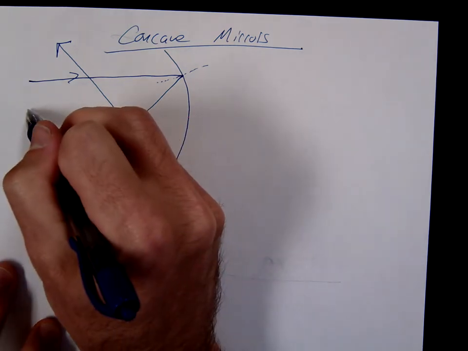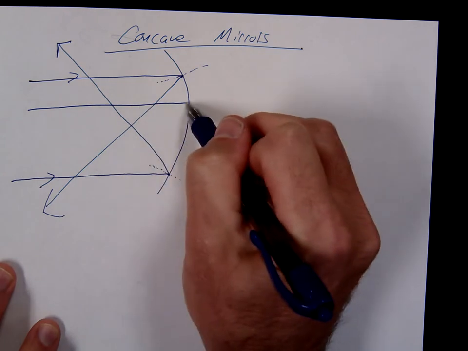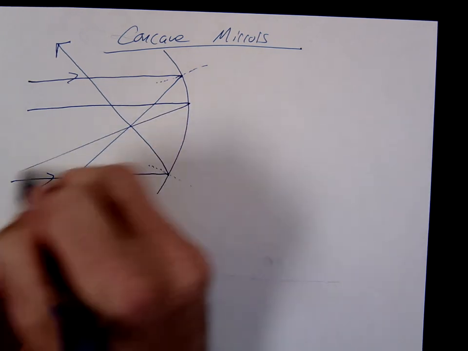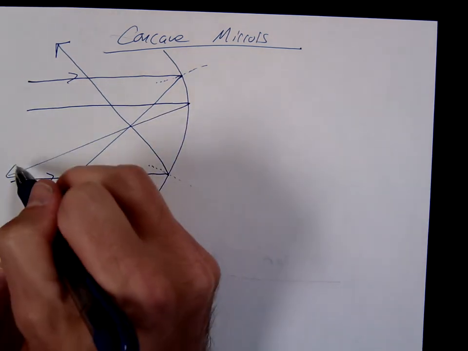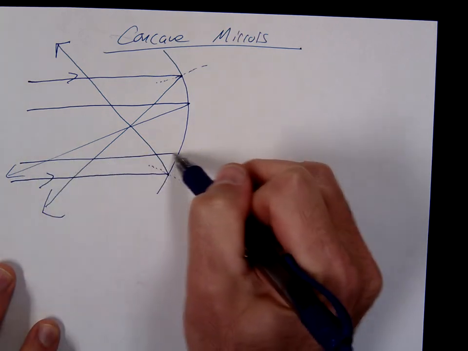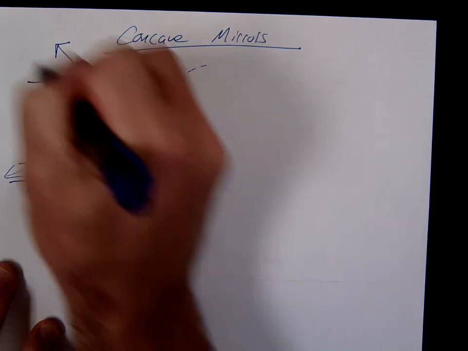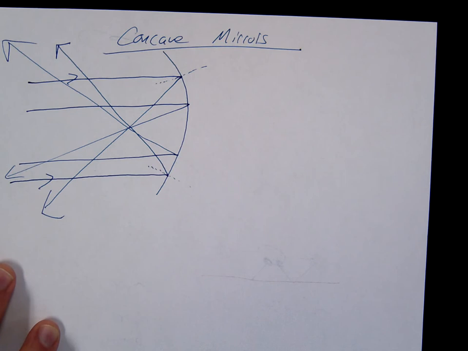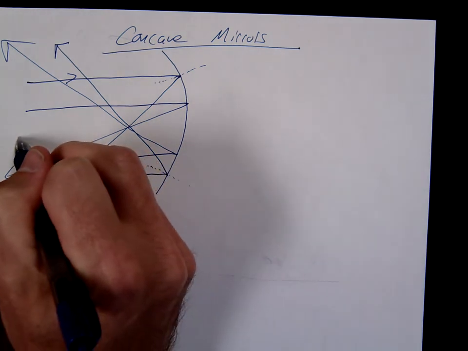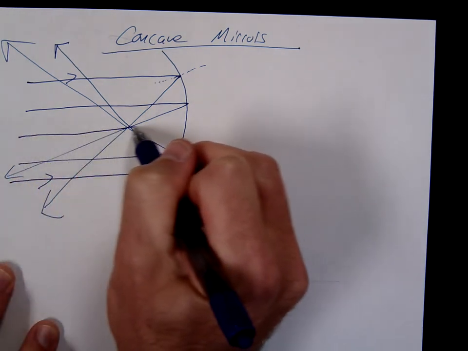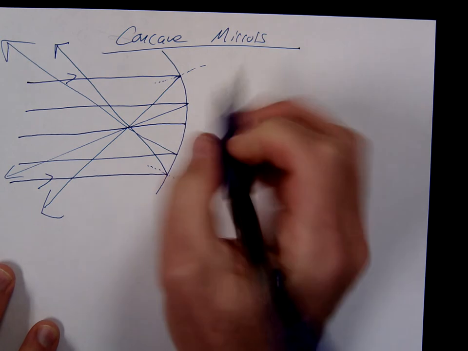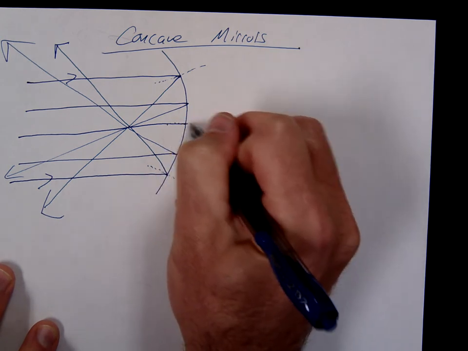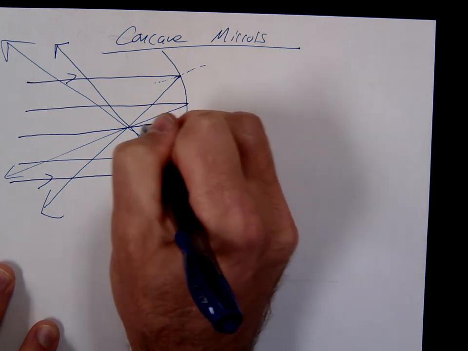I'm just sending a couple more beams. This would come in, reflect like this. Come in, reflect this. What happens if I send it right down the middle of the mirror? So that it hits right on the normal. Well, it's just going to reflect straight on back.